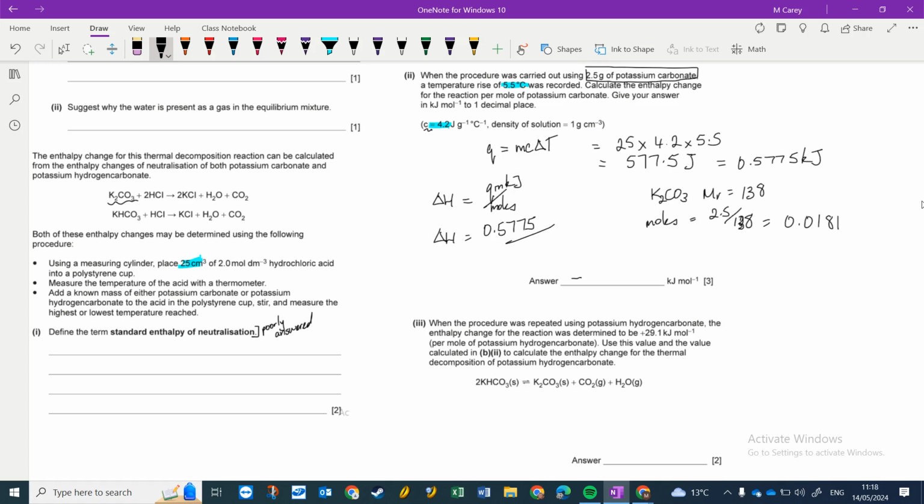Okay, so delta H is equal to 0.5775 divided by the number I've kept in my calculator, 0.0181. Now I'm going to actually divide. Okay, so that comes out as minus 31.878, but give your answer to one decimal place. So 31.878 comes out as 31.9 kilojoules per mole. Okay, so nothing too weird and wonderful there.